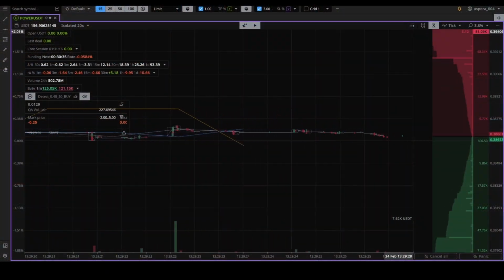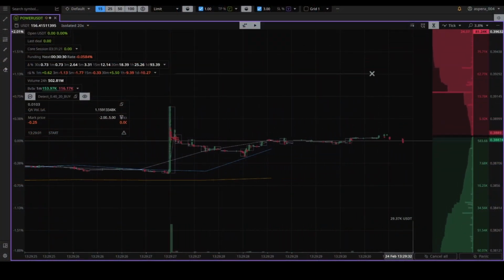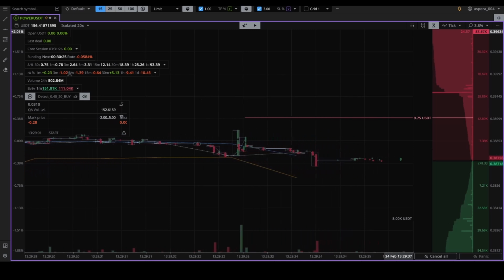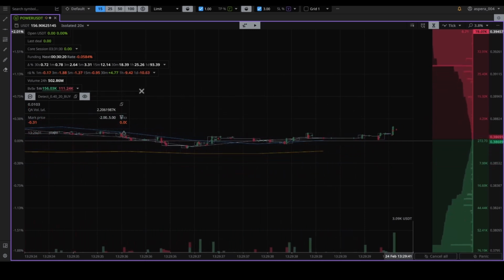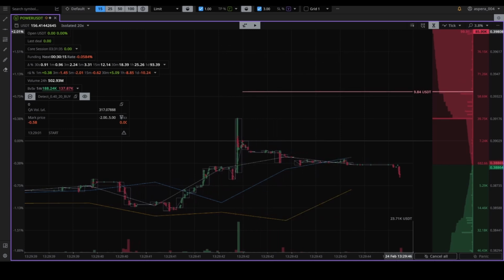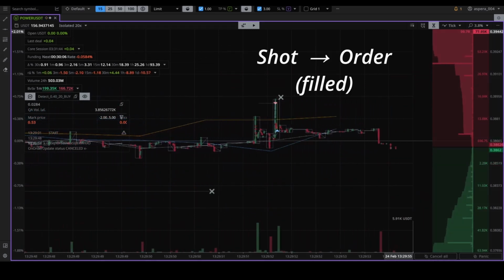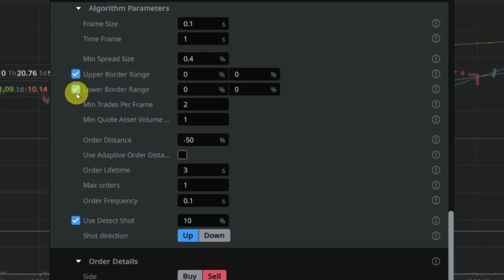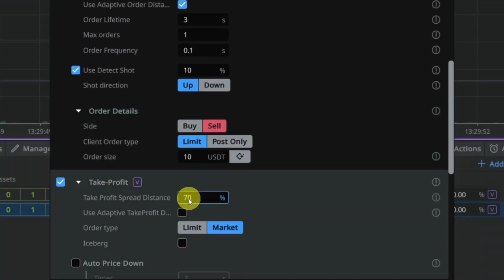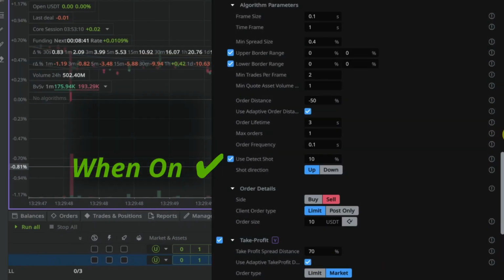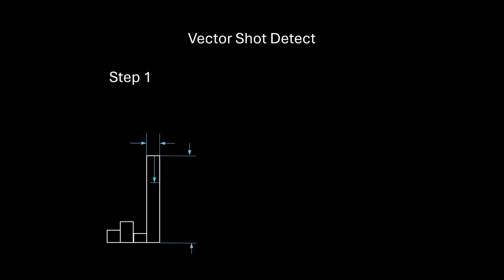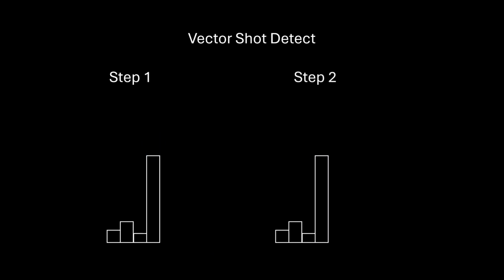Essentially, it is looking at each individual frame in isolation and judging whether it contains a shot and a rollback. That's it. Therefore, with detect shot enabled, anything that has to do with multiple frames becomes completely irrelevant: time frame, border ranges, adaptive distance. So you can completely ignore all of these and instead focus on what remains. As with the main vector, there are two distinct steps. Step 1 is defining a shot event, and step 2 is deciding what to do with it.